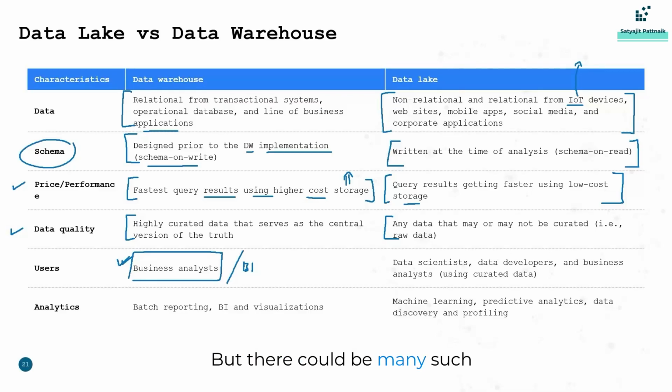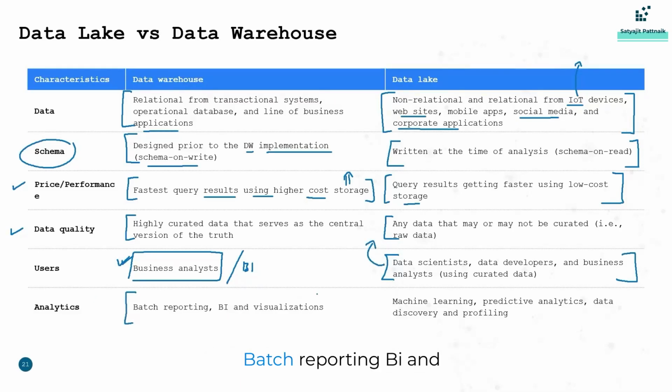But there could be many such information in your unstructured data coming from websites, social media, where you can correlate those kinds of data with your existing operational database data, and using your correlations you can basically do better predictive modeling. So usually data scientists, data developers, they use these kinds of data. These are most of the users who prefer data lakes. Analytics: in a data warehouse, batch reporting, BI and visualizations. In a data lake, as we already discussed, machine learning, predictive analytics, data discovery and profiling.